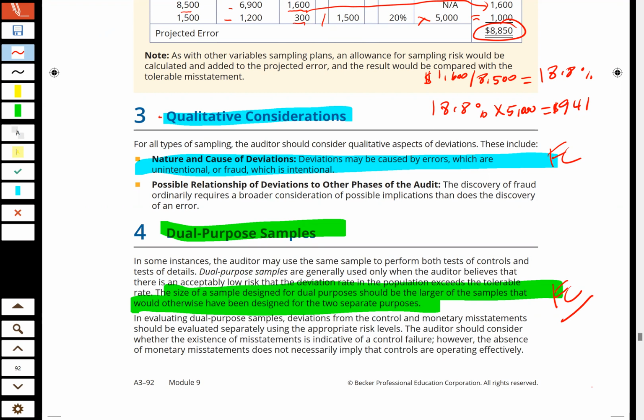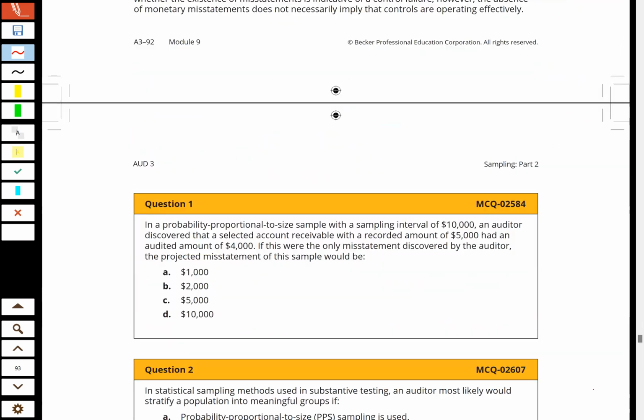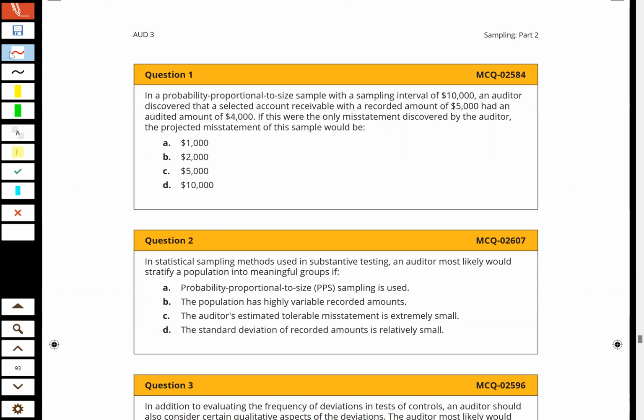Okay, good. In the little bit of time we have left, guys, let's go ahead and take a look at some multiple choice questions, and we'll adjourn for the evening.